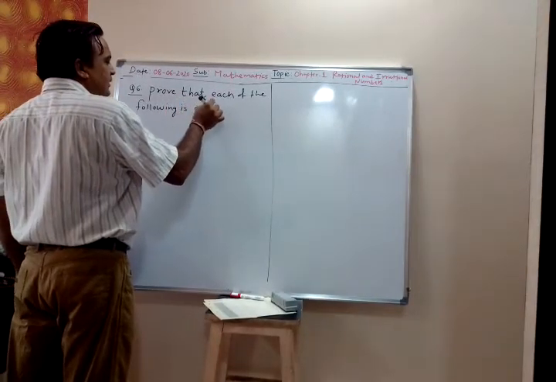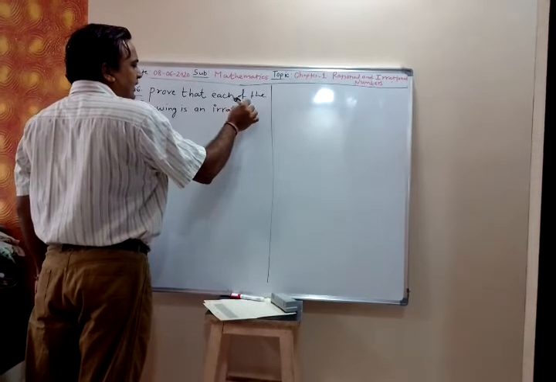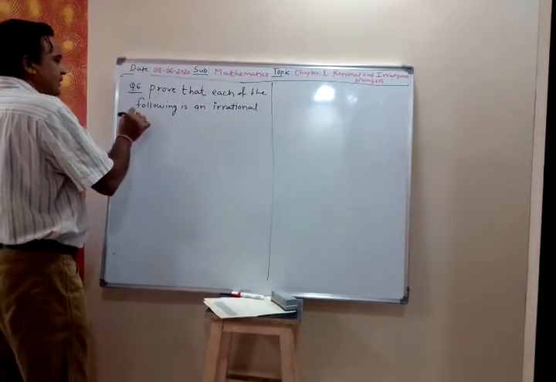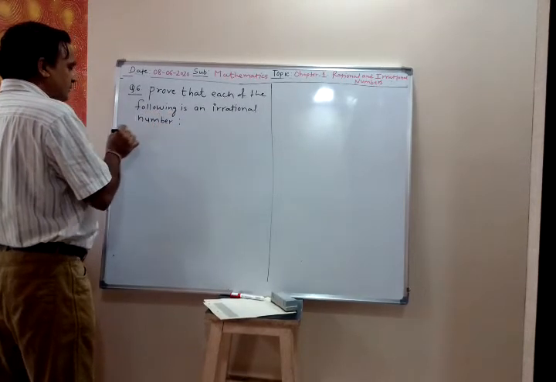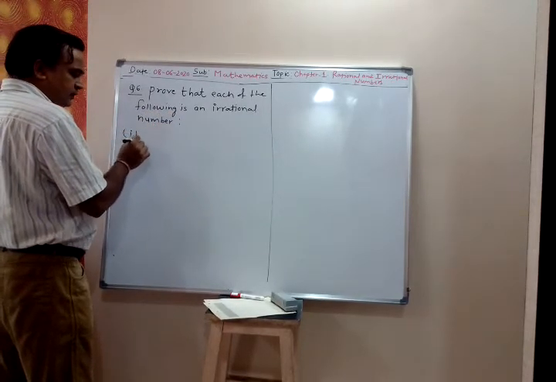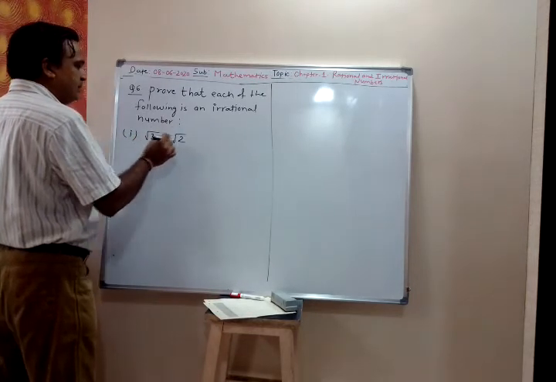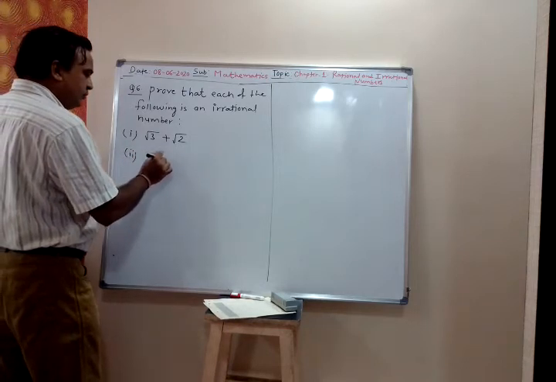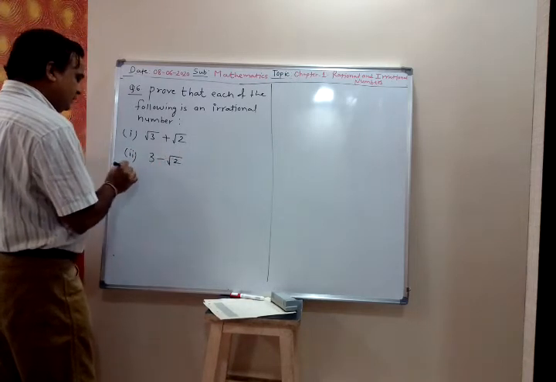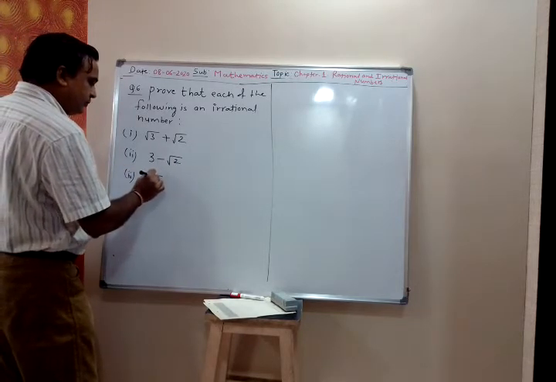An irrational number. Prove that each of the following is an irrational number. These are the problems. First, root 3 plus root 2. Second, root 3 minus root 2. Third, root 5 minus 2.